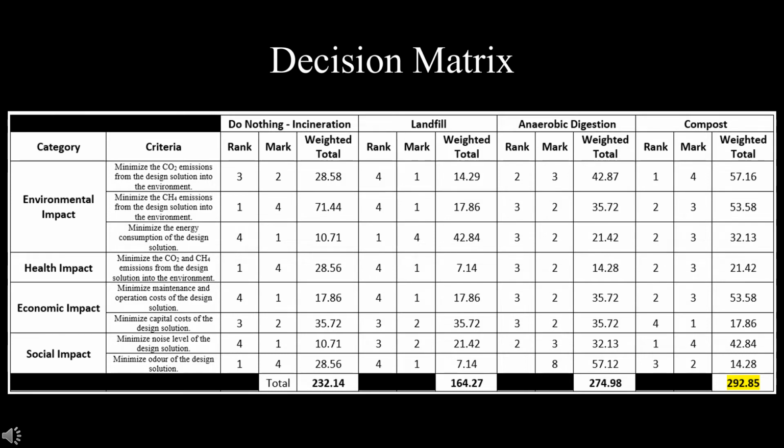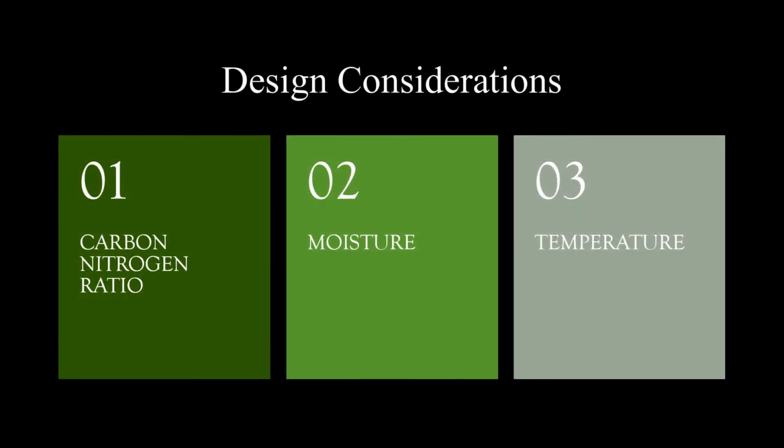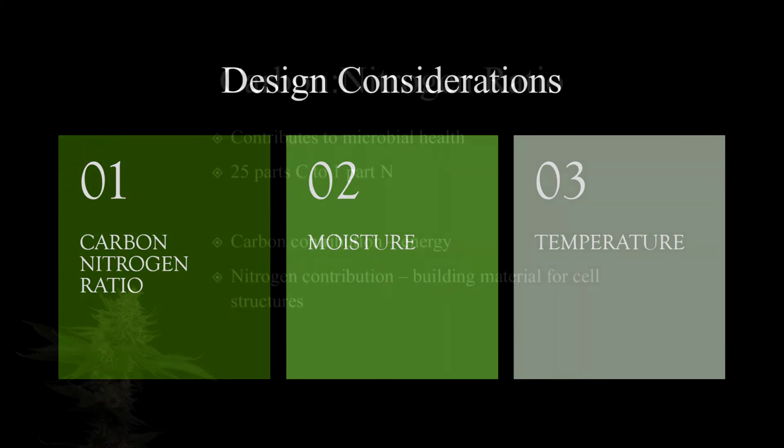These rankings are determined by using models such as WARM and literature review for each design alternative. It can be seen that composting is the best design solution for this project because it gained the most points. In terms of the actual batch characteristics, the following parameters must be carefully controlled to ensure optimal productivity of the pile: the carbon to nitrogen ratio, the moisture, and the temperature.